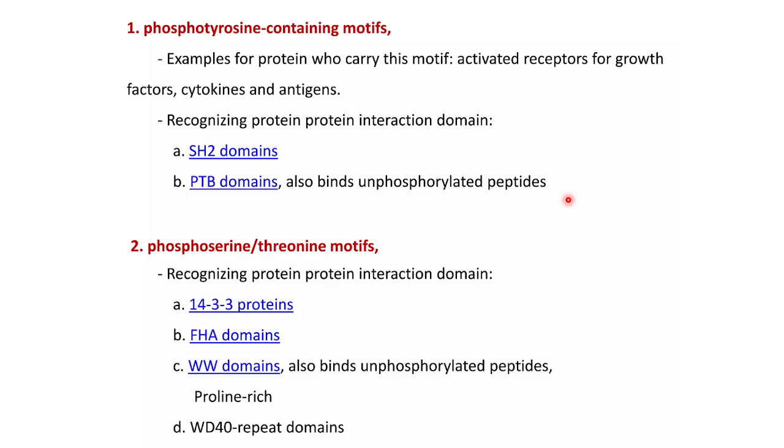Now you have the phosphoserine-threonine motif. The protein-protein interaction domains that recognize it are the 14-3-3 proteins, then FHA domains, then WW domains. Even SH3 domains have this tryptophan motif. It's conserved in most of these SH3 domains, and this is responsible for binding to the proline-rich region. It also binds to unphosphorylated peptides and proline-rich sequences.